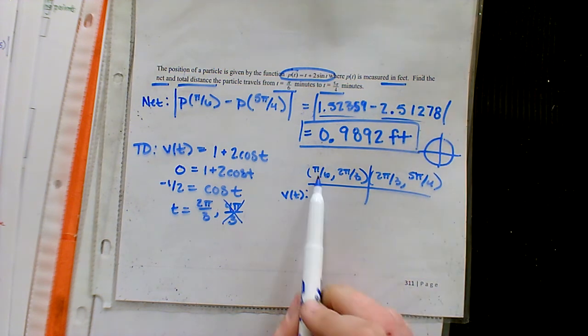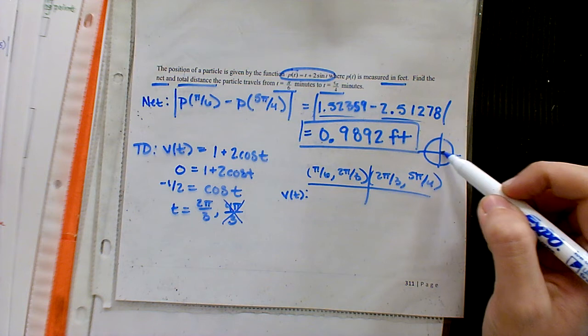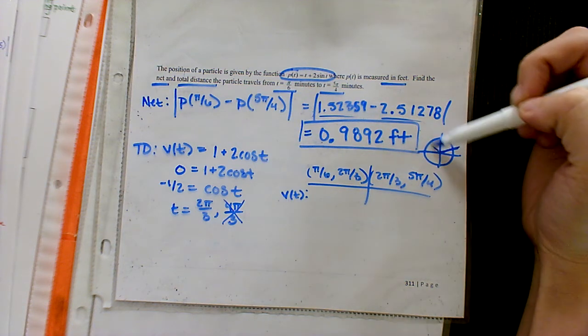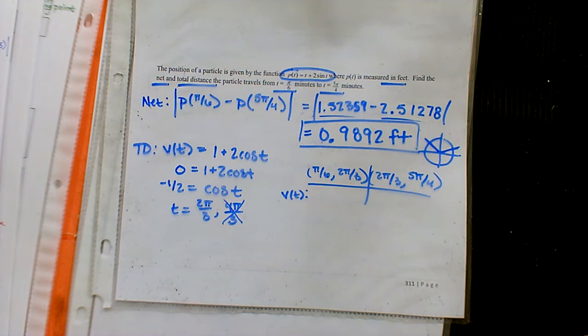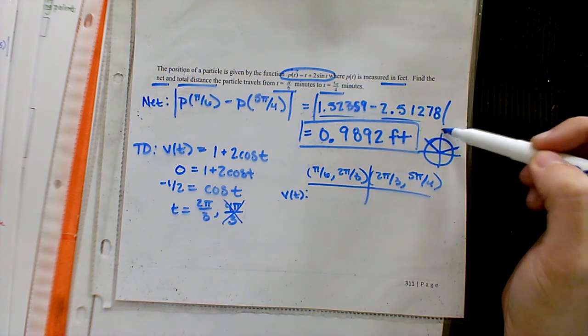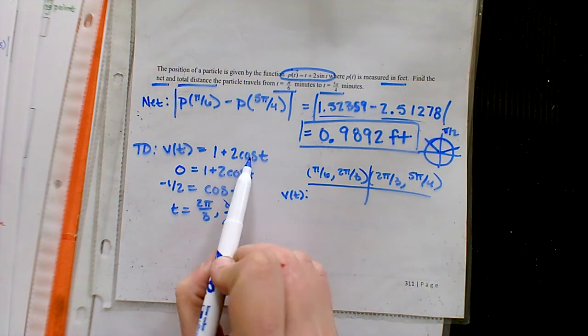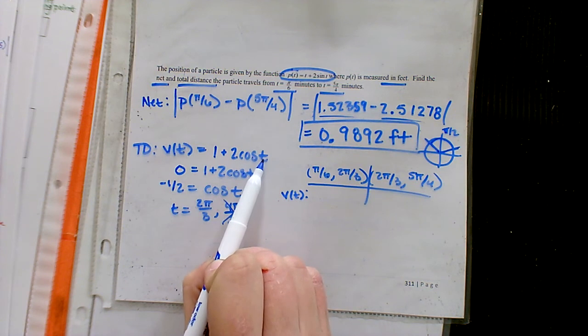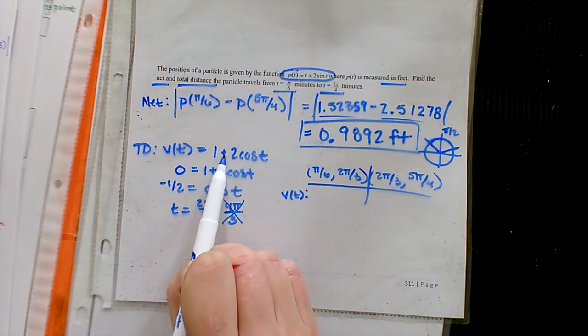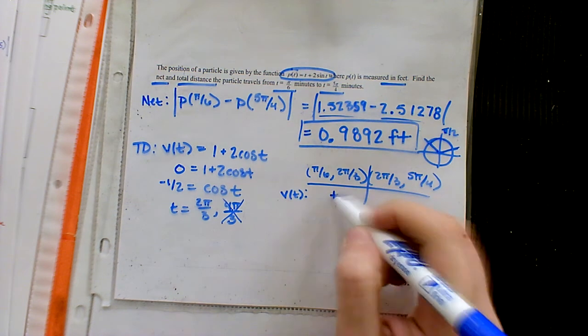Let's see, if we think about pi over 6, that's somewhere in the first quadrant, and then 2 pi over 3 is somewhere in the second. Is there an easy radian value between those we can pick? Pi over 2 at the top, okay? So cosine of pi over 2 is 0 times 2, 0 plus 1, 1. So that's positive.